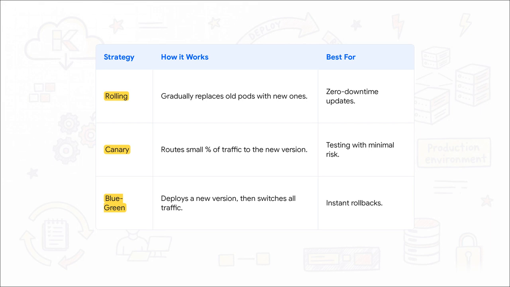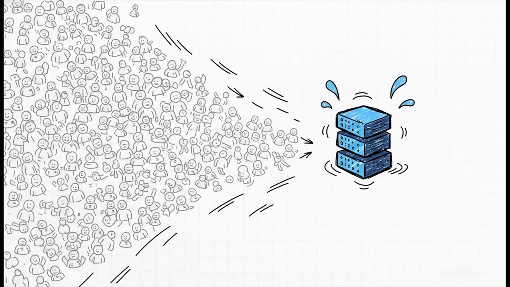And then there's blue-green. You deploy a whole new, identical version of your app right next to the old one. Once you're sure it's good, you just flip a switch, and all the traffic goes with the new version. The best part? If something goes wrong, you just flip the switch back. Instant rollback. So we're in a good spot. We can push updates safely. But there's always another challenge, isn't there?